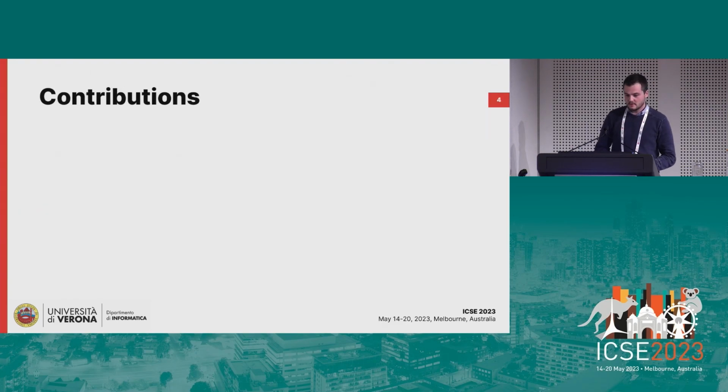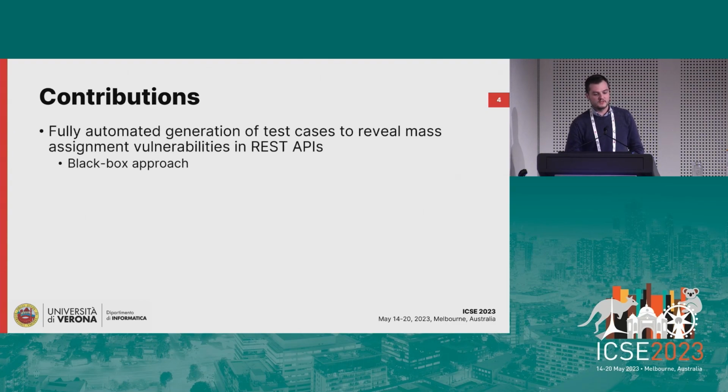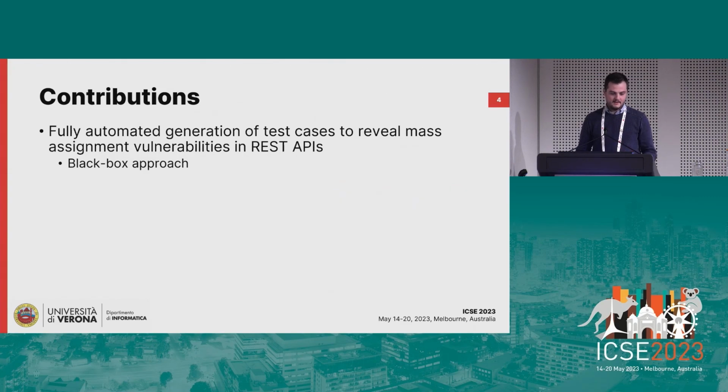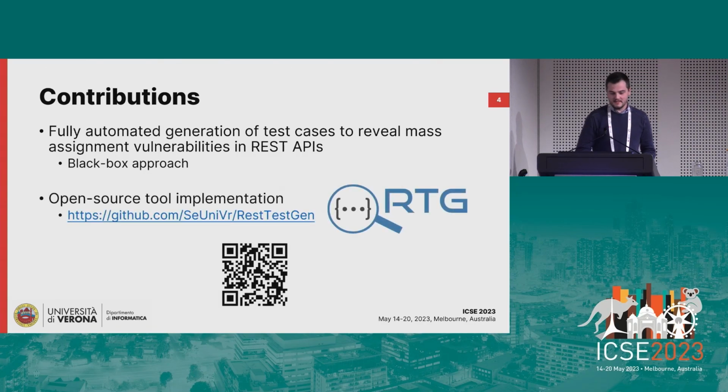What is the contribution of this work? In this work, we propose a fully automated approach to generate test cases able to reveal mass assignment vulnerabilities in RESTful APIs. And the approach is black box, which means that it does not require access to the source code, so it's applicable to any programming language and any REST framework. And also we provide an implementation of this strategy on top of our tool, REST-as-Gen, which is available open source on GitHub.